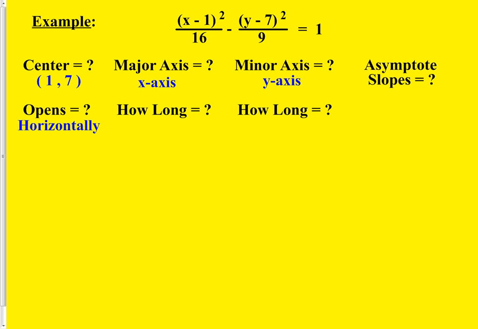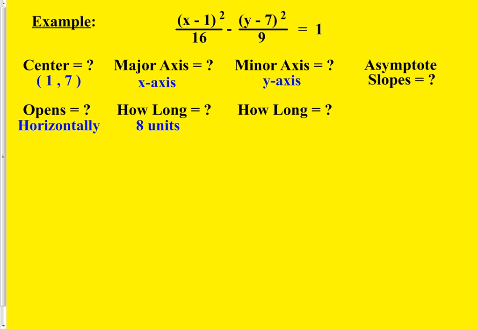Now we need to know the lengths of these axes. Just like we did with ellipses, we take the term in the denominator, we square root it, and then we double it. So on our major x-axis, we have a 16. We take the square root of 16. That would be a 4. That means our axis travels 4 units in each direction away from the center, so its overall length is 8.